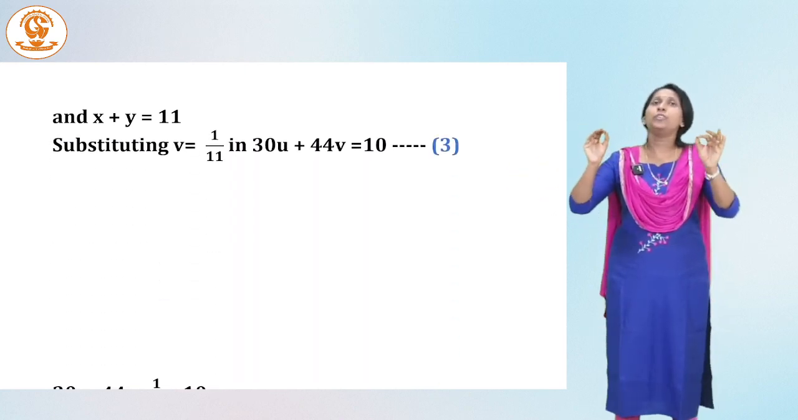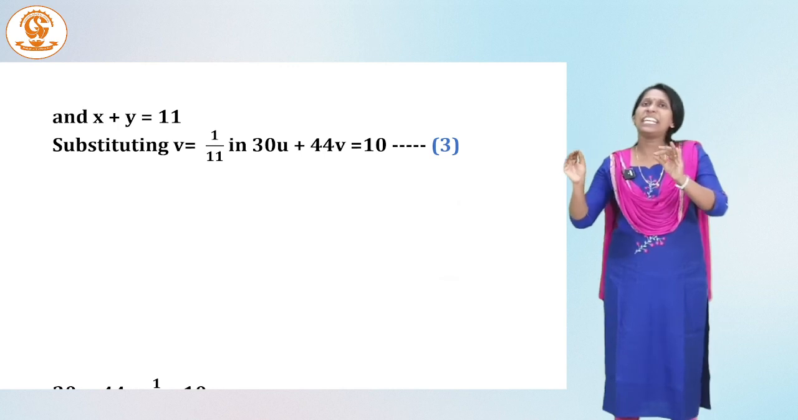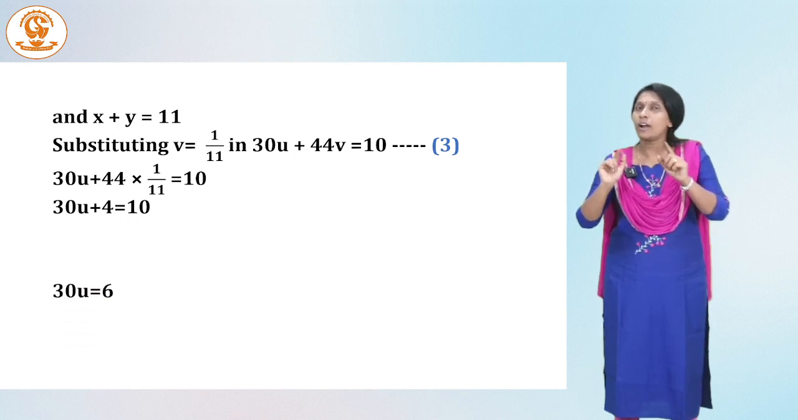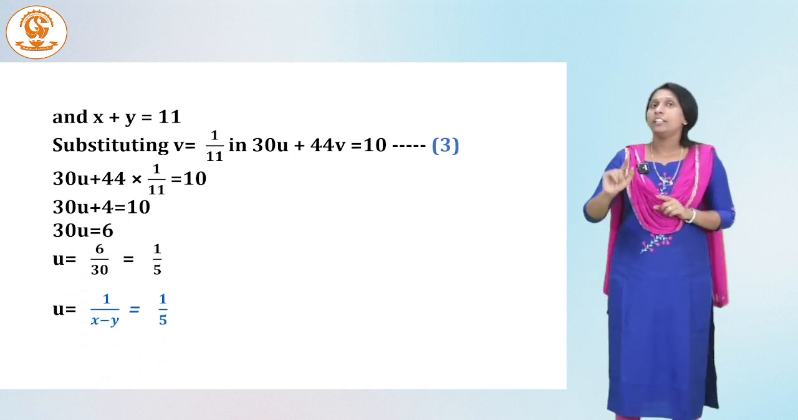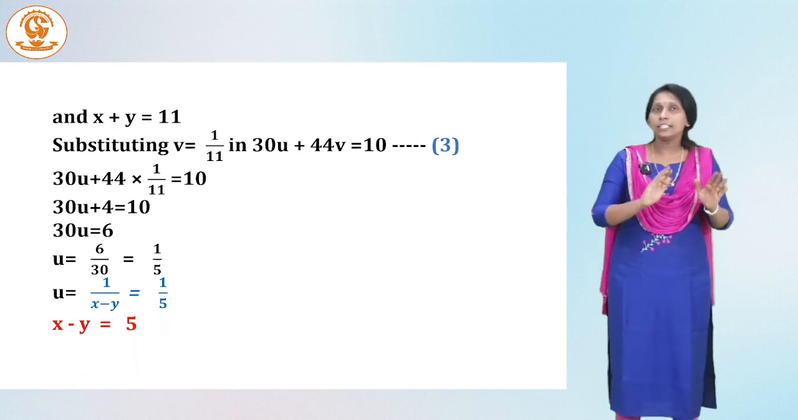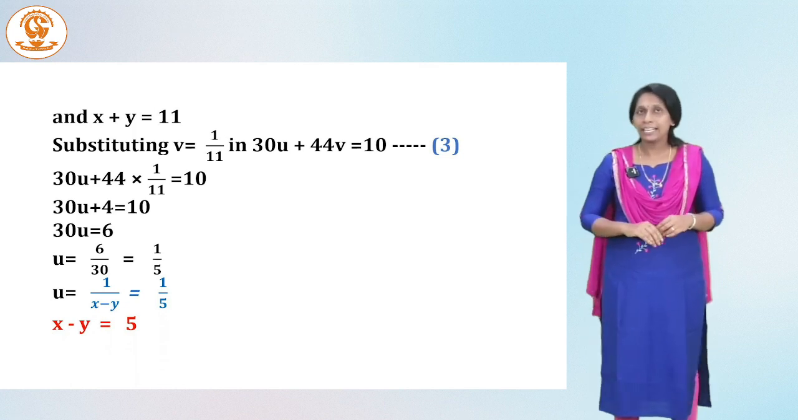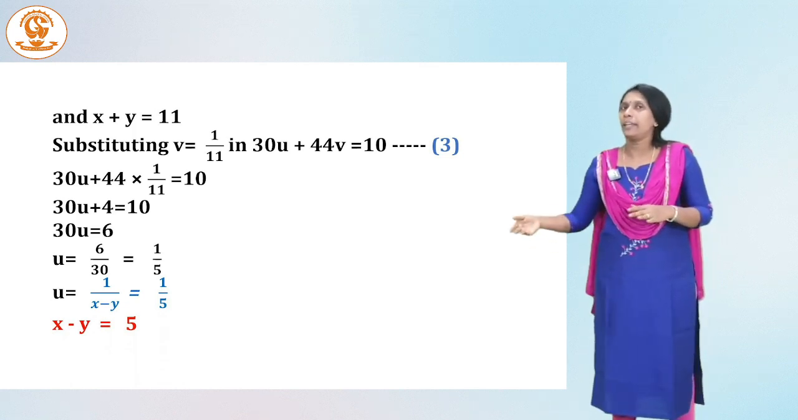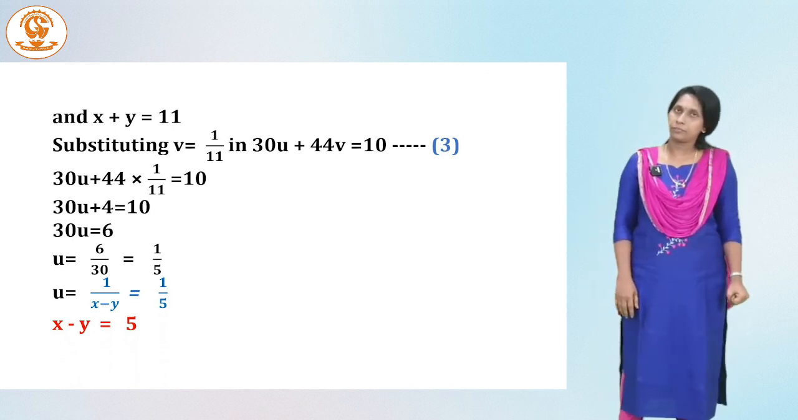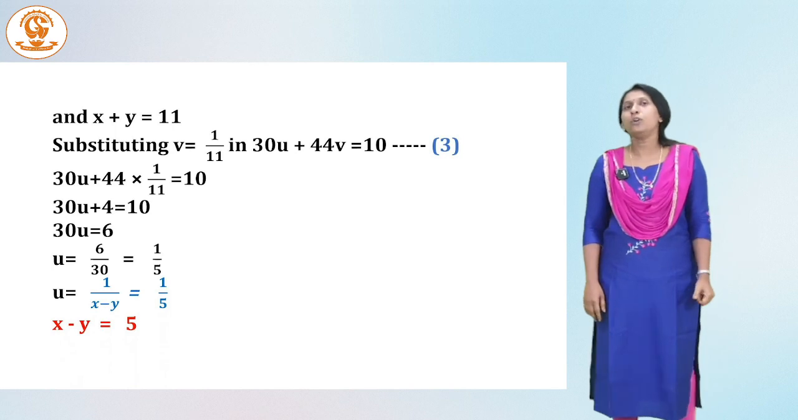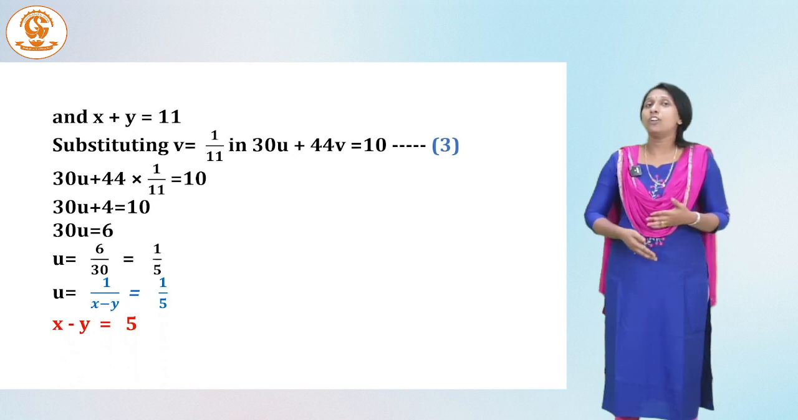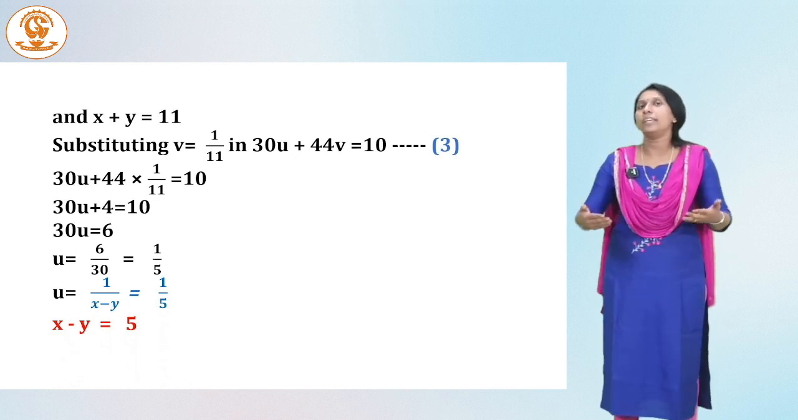Substituting v is equal to 1 by 11 in 3. What happened? 30u plus 44 into 1 by 11 is equal to 10. There you can cancel the 11 and 44, you will get 4. That is 30u plus 4 is equal to 10. And 30u is equal to what? 10 minus 4, which is 6. So u is equal to 6 by 30, that is equal to 1 by 5, isn't it? So now we got the value of 1 by x minus y as 1 by 5.